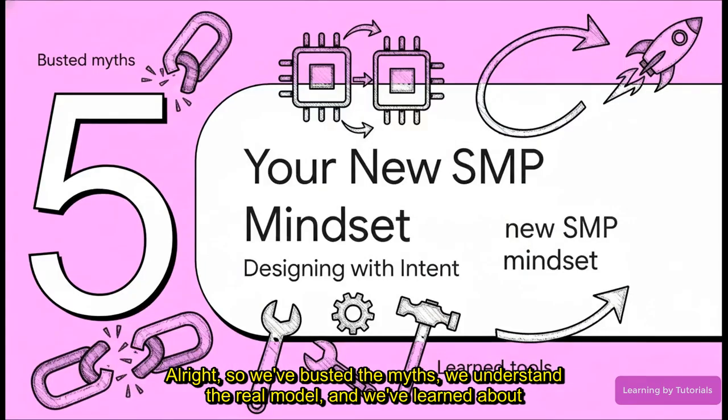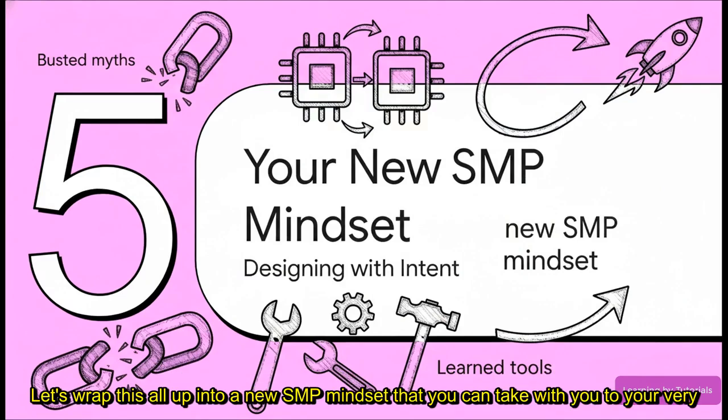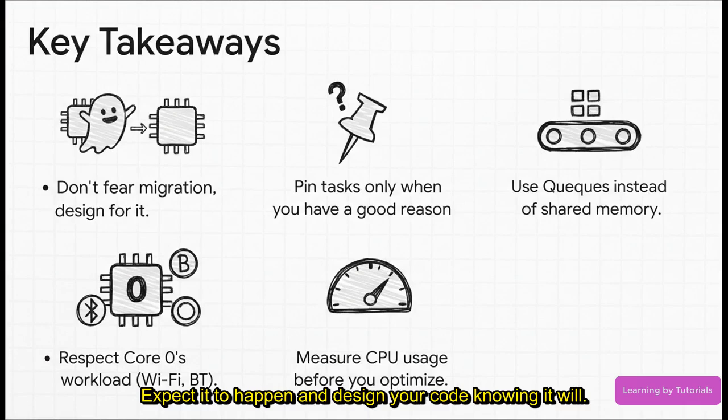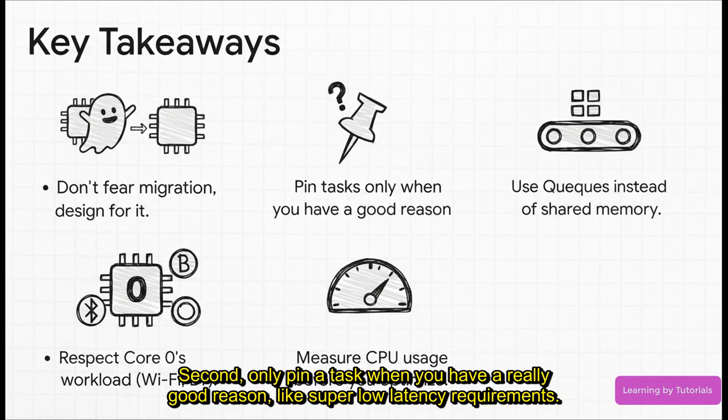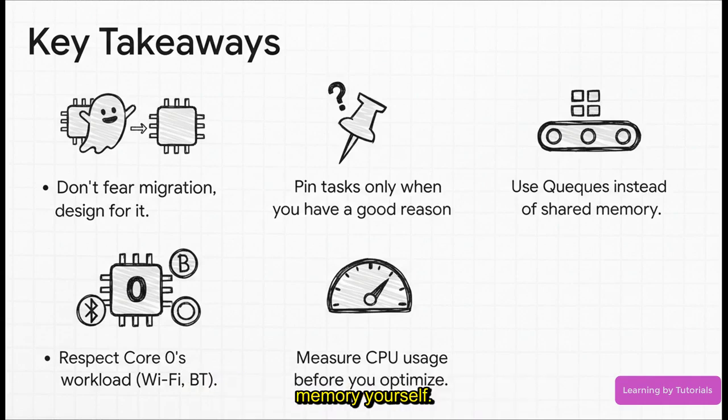All right, so we've busted the myths, we understand the real model, and we've learned about the tools. Let's wrap this all up into a new SMP mindset that you can take with you to your very next project. Here are the 5 big rules of thumb. First, don't be afraid of task migration. Expect it to happen and design your code knowing it will. Second, only pin a task when you have a really good reason, like super low latency requirements. Third, always choose SMP-safe tools, like queues, over trying to manage shared memory yourself.